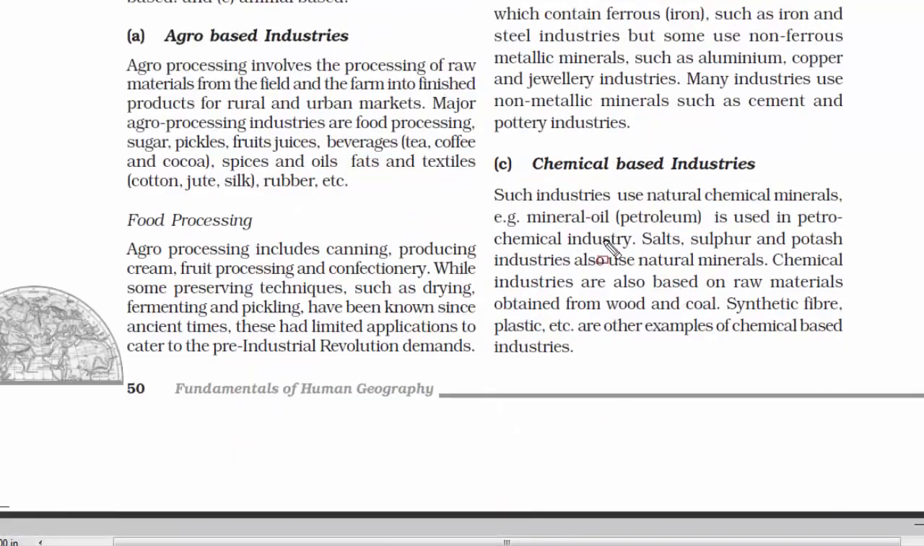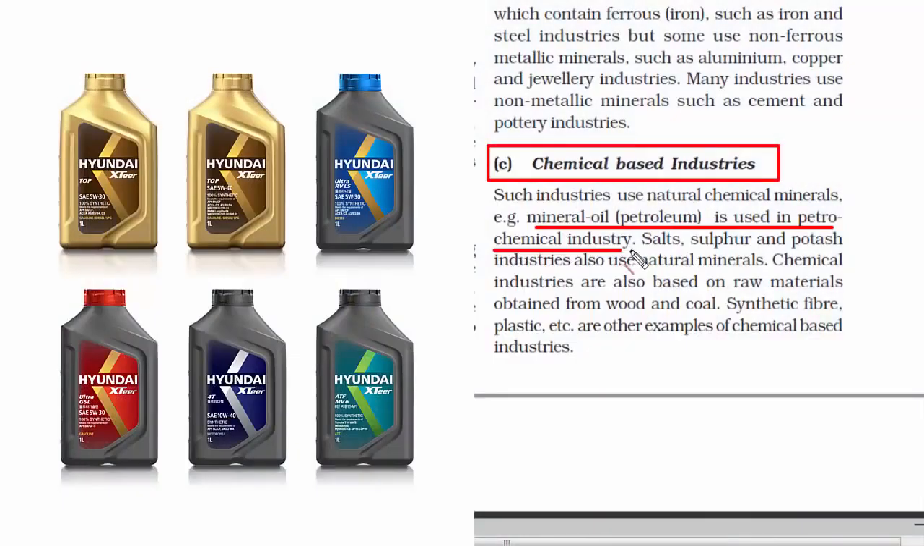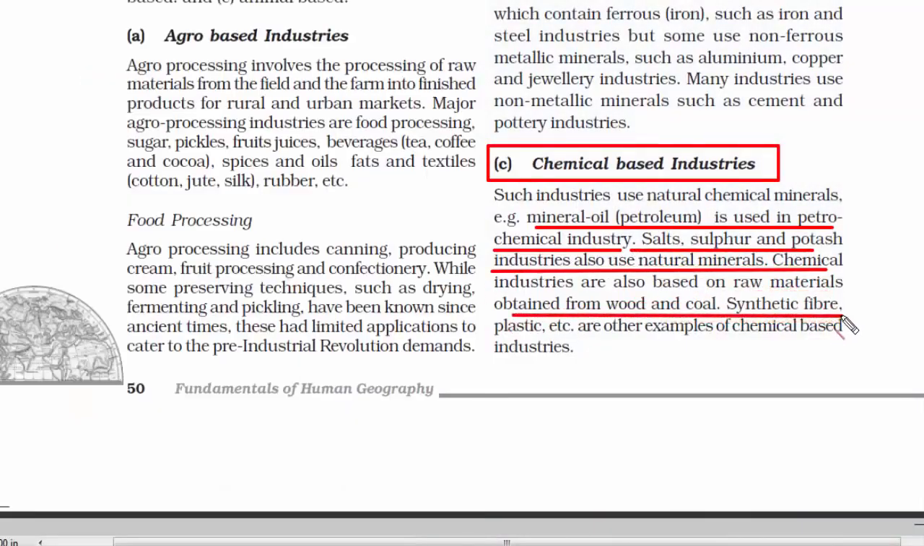The third one is chemical-based industries. Usage of chemicals is the specialty of these industries. We have the petroleum industry that uses chemicals to convert crude oil into refined petroleum and petrochemical products. Then salts, sulfur and potash industries also use natural minerals. Then synthetic fiber and plastic are used with some chemicals to produce more durable products. So this is all the job of chemical-based industries.